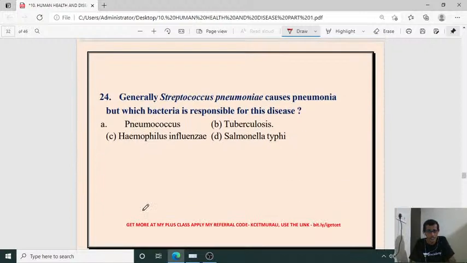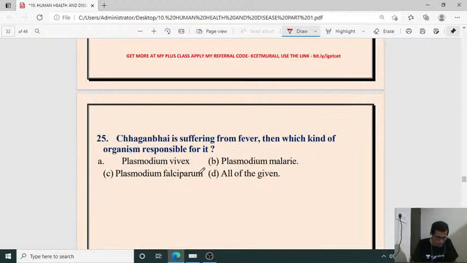Then generally Streptococcus pneumoniae causes pneumonia, but which bacteria is responsible for this disease? So 24th, it is Haemophilus influenzae. Another important thing, Haemophilus influenzae. Next question number 25. Alright.